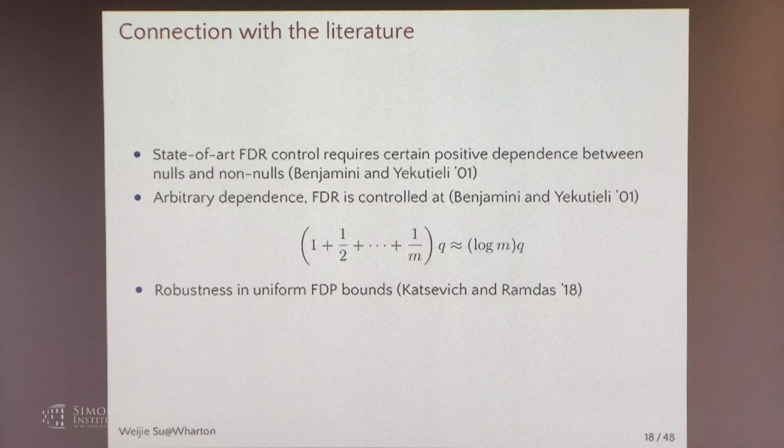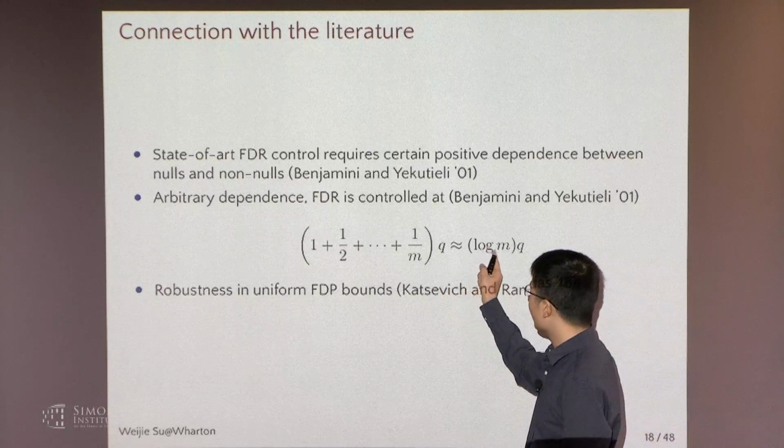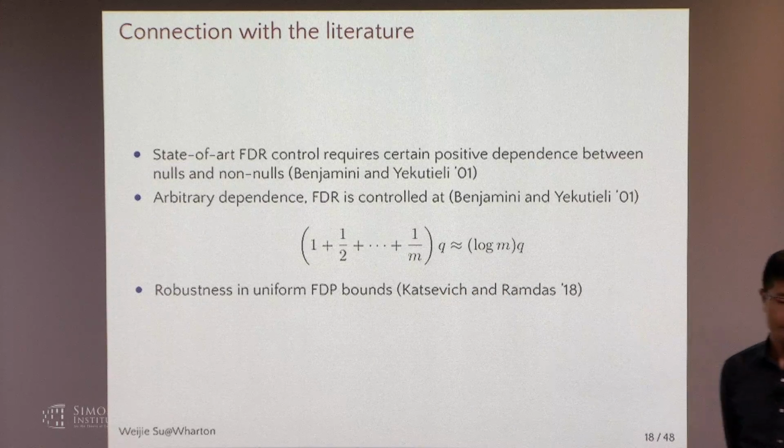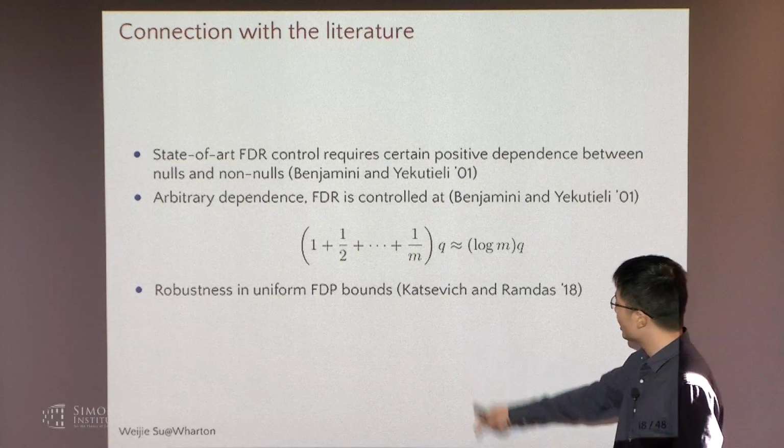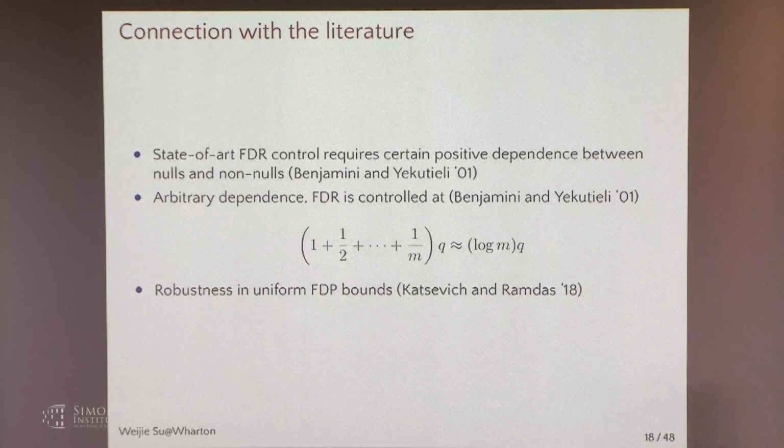And now let's make a connection to the literature. The state-of-the-art FDR control requires positive dependence between the nulls and the non-nulls. This is called PRDS; I will review the definition later. For arbitrary dependence, you can show that the FDR can be as large as basically log m, the dimension, times Q, so it can be very large. Last time I told about this, Chiara pointed out a recent work of Jean and Aditya, who derived similar related results on robustness of FDP bounds. Basically, they are saying you can achieve uniform FDP bounds, so you can stop anywhere you want.